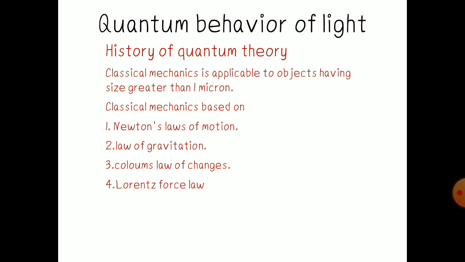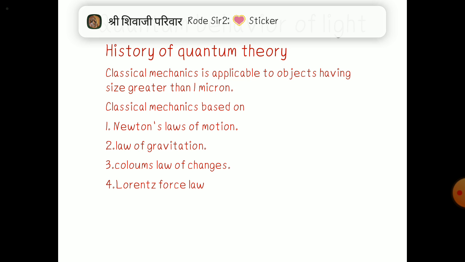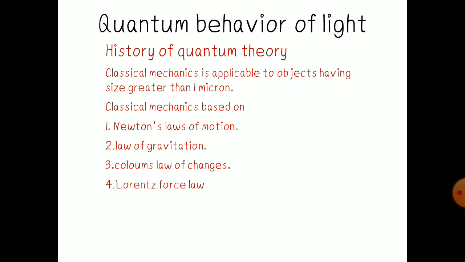Then the fourth law is the Lorentz force law. The Lorentz force is the force due to electric and magnetic fields. If Q is the charge on a particle, E is the electric field and B is the magnetic field, then the force is given by Q into E plus Q into V cross B. This is the Lorentz force law.